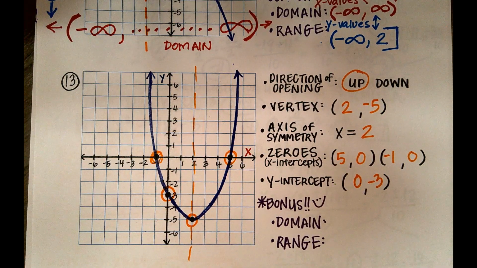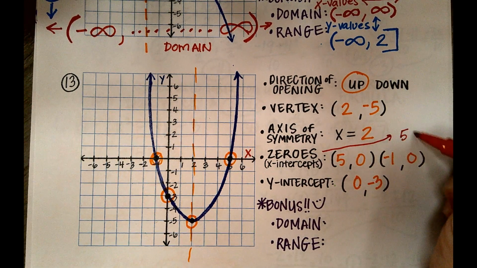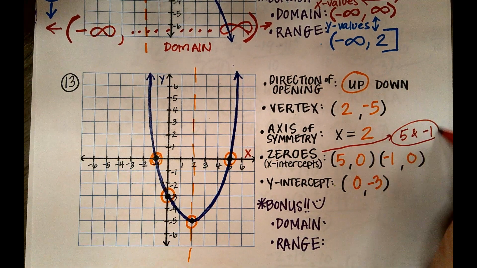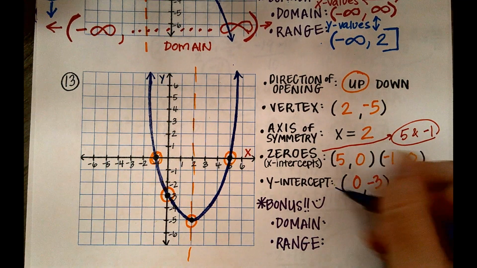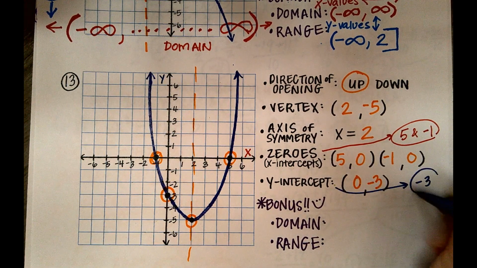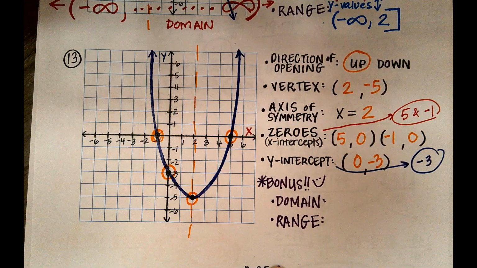Now, again, if you decide you don't want to write these as coordinates, that's fine. You can instead write 5 and -1. And you can also just write -3. Either is fine with me. Just want to give that option in case.